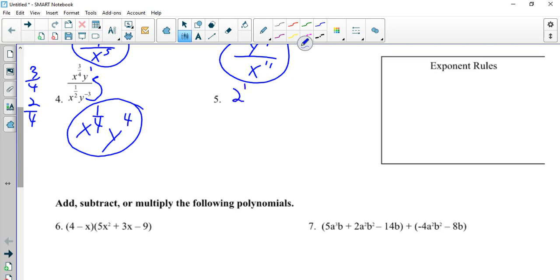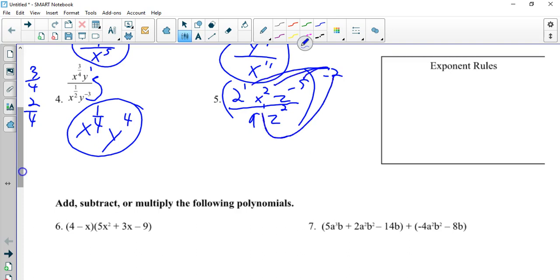I'll put a 1 there. X squared z to the negative 5 over 9. I'll put a 1 there. Z squared. All of that taken to the negative 2 power. So I need to multiply the negative 2 times the 1, the 2, the negative 5, this 1, and that 2. So here we go. 2 to the negative 2.